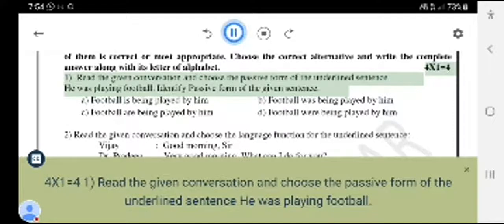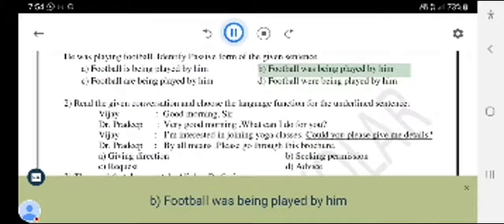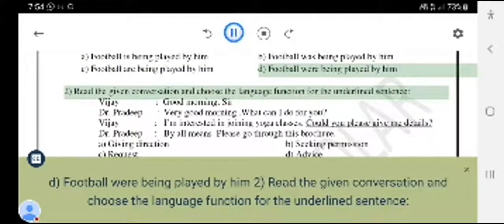4x1=4. 1. Read the given conversation and choose the passive form of the underlined sentence. He was playing football. Identify the passive form of the given sentence. A. Football is being played by him. B. Football was being played by him. C. Football are being played by him. D. Football were being played by him too. 2. Read the given conversation and choose the language function for the underlined sentence.